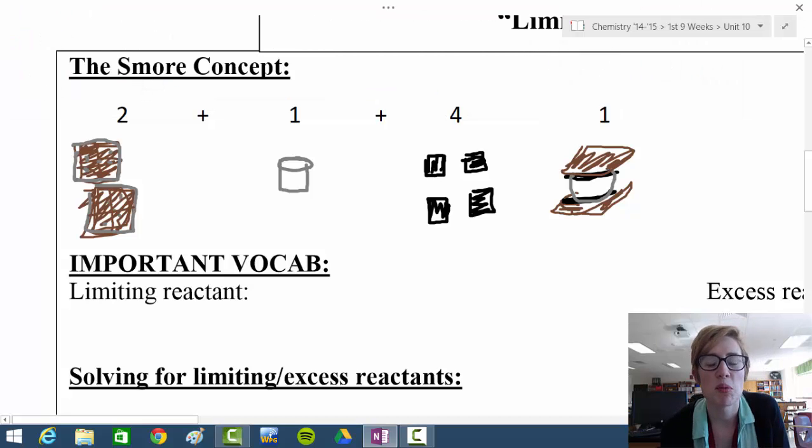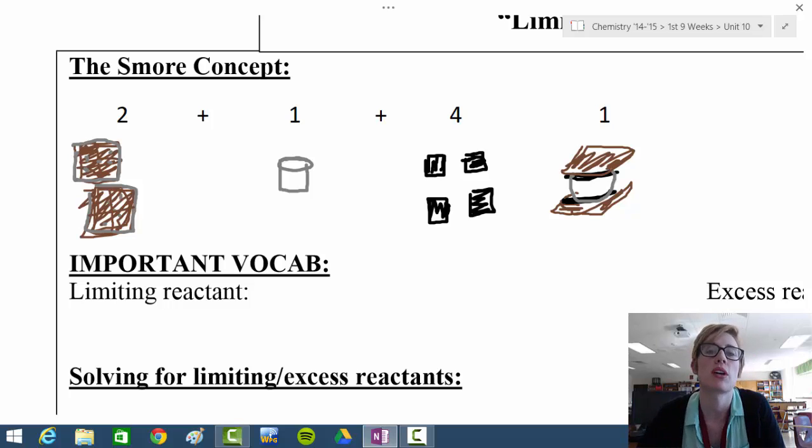Hey guys, welcome to 10.3, and in this video we're going to be learning about how to determine what a limiting reactant is and an excess reactant. As you can probably tell from the title, we're going to be learning about which reactants will limit our reaction from actually working, and which reactants we will end up having extra of.